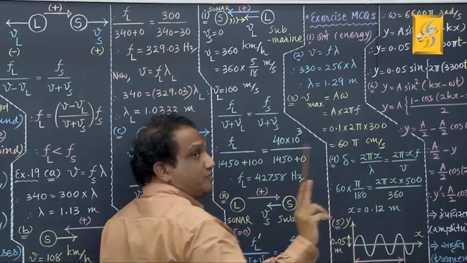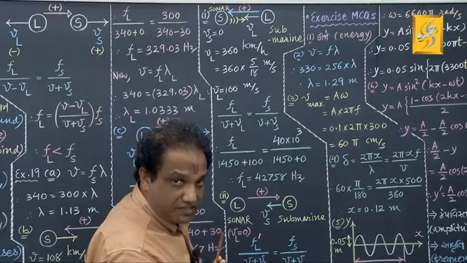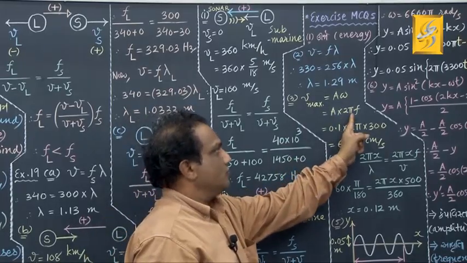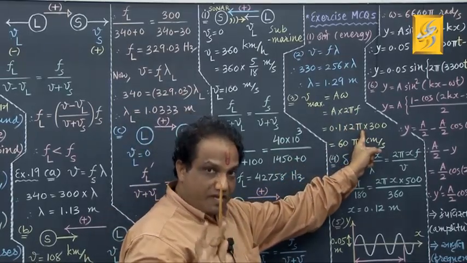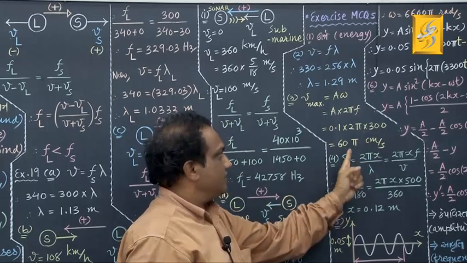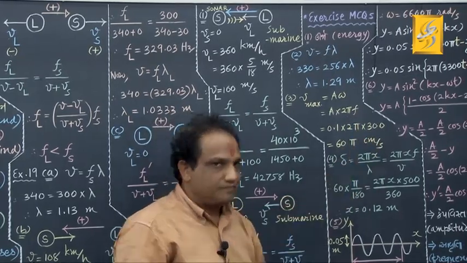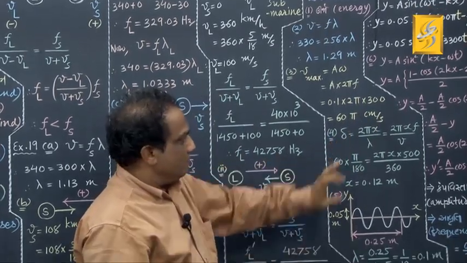Okay. In the options, if they are keeping pi as it is, then in this formula also you must not put the value of pi, you should leave pi as it is. Okay. Final answer is 60 pi centimeter per second. Kindly read now number 4.